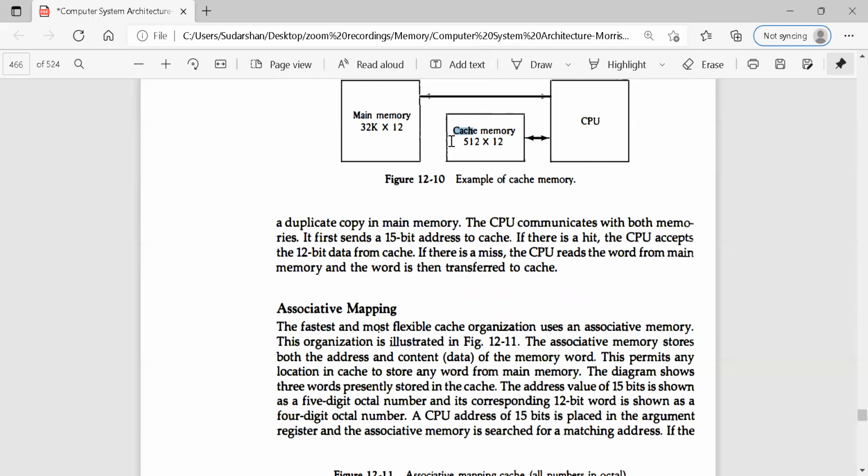The same word has to be transferred to your cache memory as well. If the cache is already full, then we have to replace one of the words already present in cache. We normally call this word replacement. What is the best technique available? You can think of the technique known as FIFO, first in, first out. So whichever word was brought in first from main memory to cache memory, that word will be replaced.